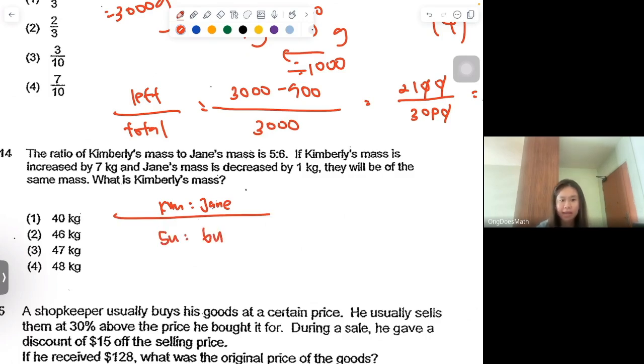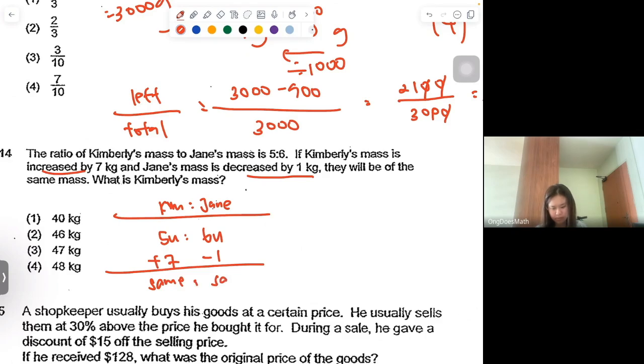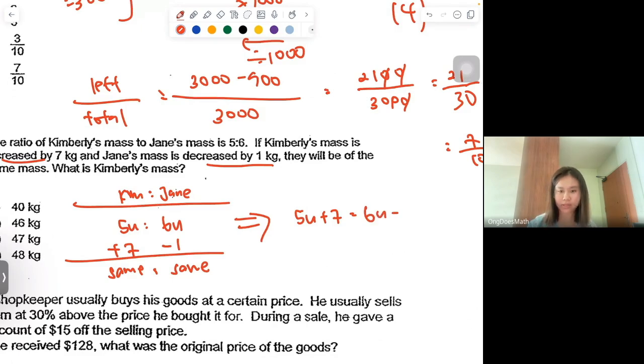If Kimberly's mass increased, so you plus 7. And Jane's mass decreased by 1, so do you plus or minus? Decrease means less, right? Less means you minus, right? So minus 1. And they end up with the same mass. So if you look at this, you can convert it into a mathematical equation. So 5 units plus 7 equals 6 units minus 1, because they end up being the same mass.